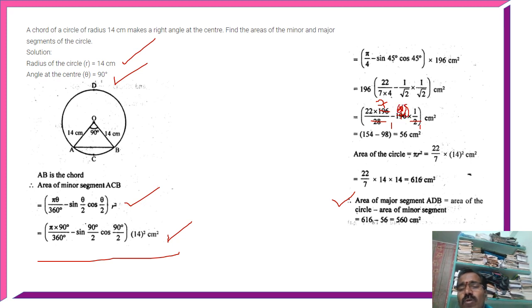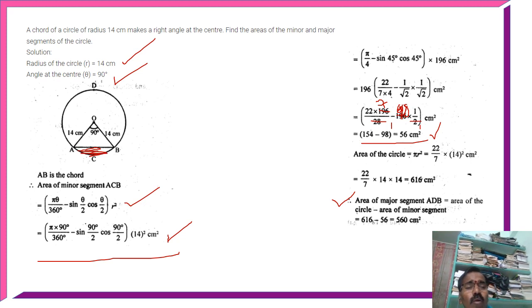So next step, you can observe the value that was given. Here 22 sevens are 154 minus 98, which is 56 centimeters. That is the minor segment. This is the minor segment, students. This is the ACB part, down one. The red one is the minor segment.